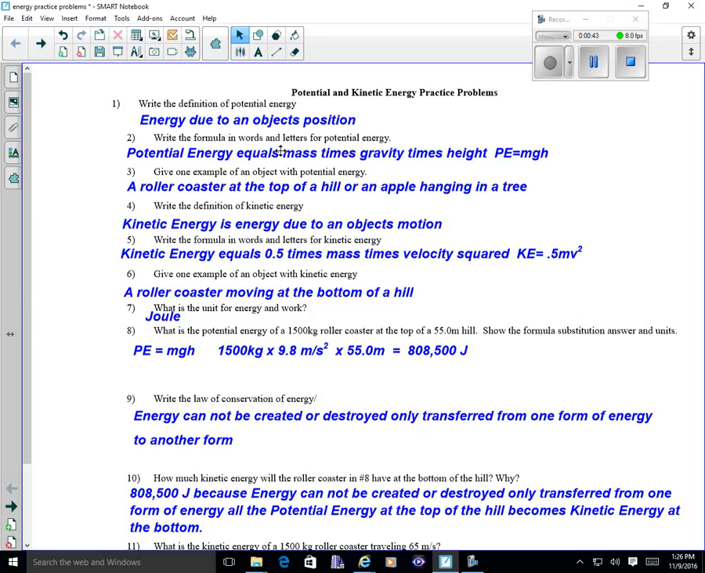So number 3 says, give an example of an object with potential energy, and I just simply used a roller coaster at the top of the hill, or an apple hanging from a tree, or Mr. Wright at the top of a ladder. So any of those are good things for potential energy. Something that gives you height.